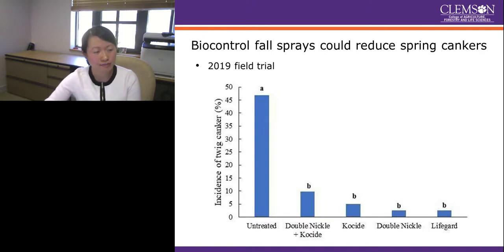And we conducted a field trial last year in the local peach orchards. We did 4 sprays before forecasted rain events, and we found the spray of biocontrol products and/or copper were all associated with less spring canker in early 2020. And this year we're repeating this trial.